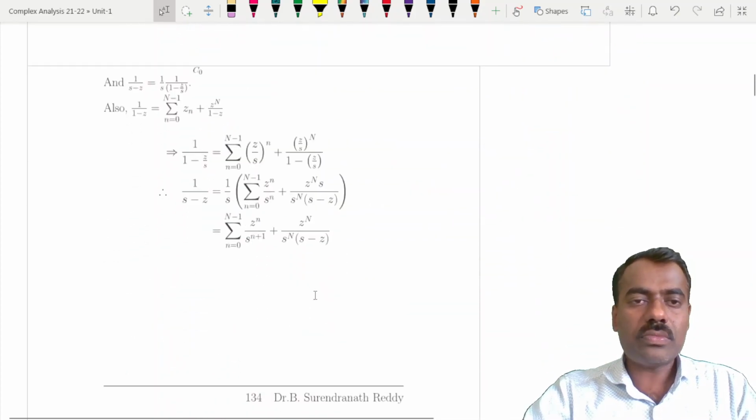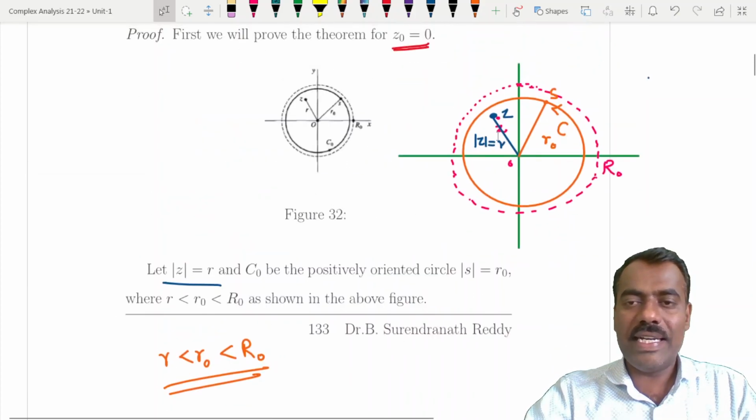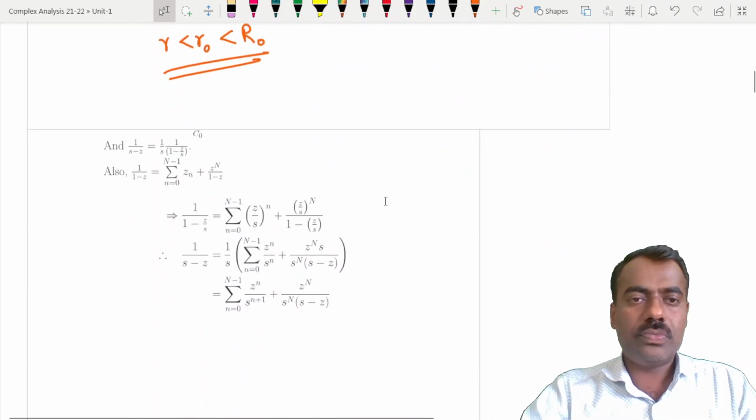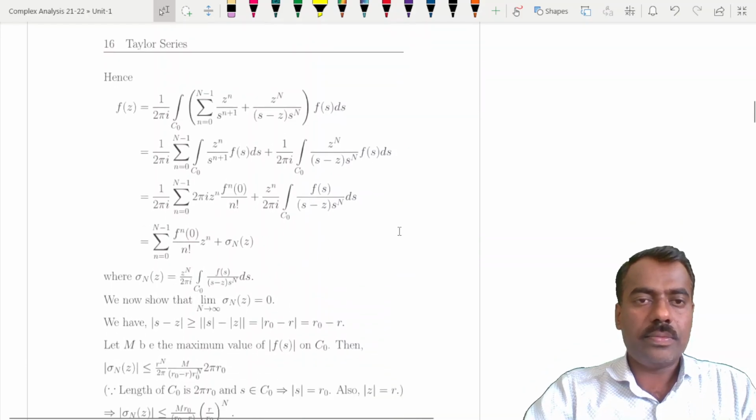So therefore, the value of f of z, because z is an interior point, interior to this C, so the value of f of z.